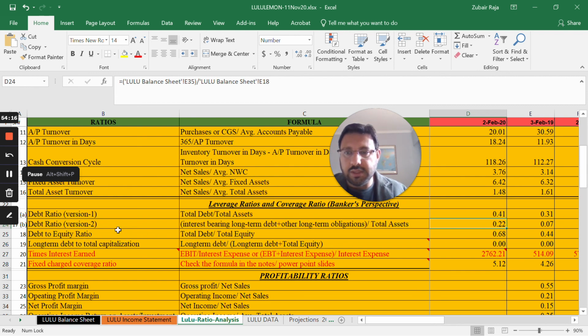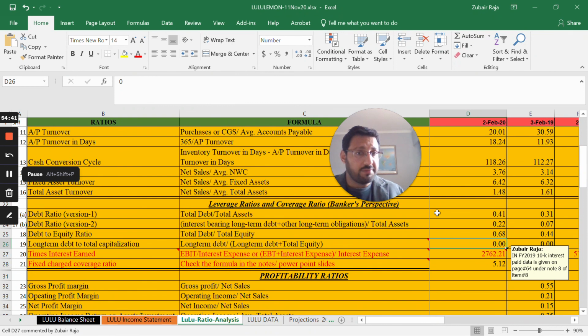Then the debt to equity ratio, for this you simply have to use the total debt and divide it with the total equity. Then also the long term debt to total capitalization, we know that it is 0.00 for the Lululemon. They have not issued any bond. Then times interest earned. Why am I not considering the times interest earned for the Lululemon? I am not sure if you over this, over the statement, sorry, over the slides.